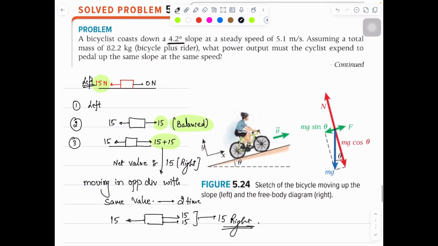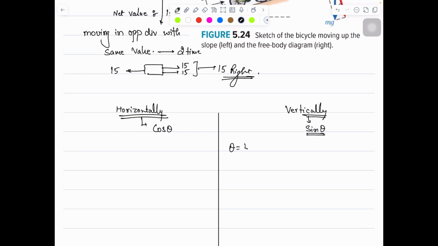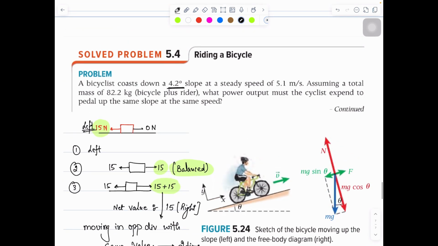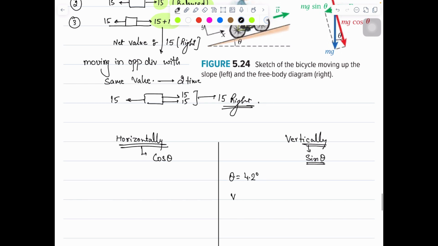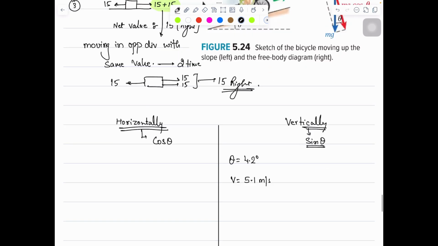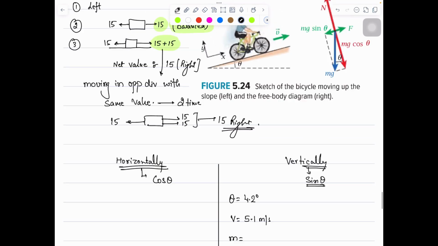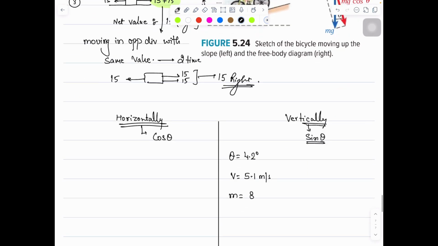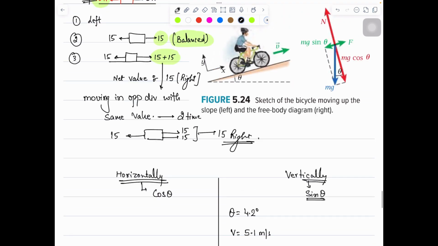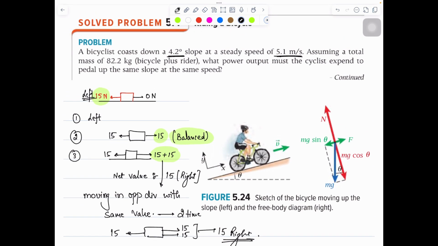The angle is given, theta is 4.2 degree slope, at a speed of 5.1 meter per second. So velocity is 5.1 meter per second. Assuming a total mass, so the mass is 82.2 kg. Okay. Bicycle plus rider. What power output? This is very, very important. Must the cyclist expend to pedal up the same slope at the same speed?